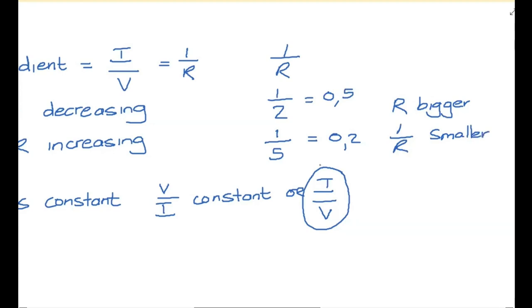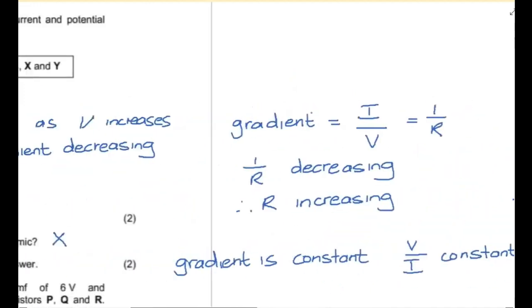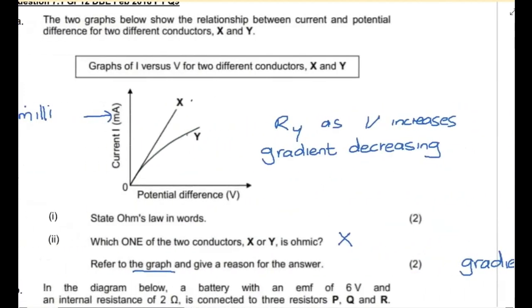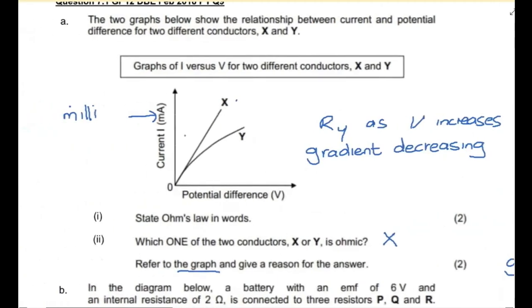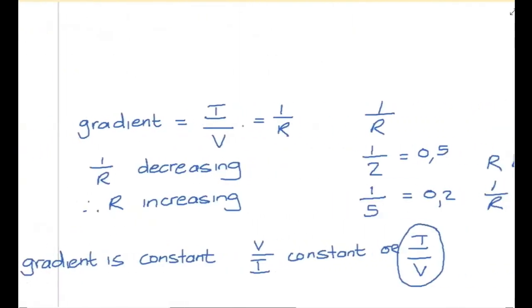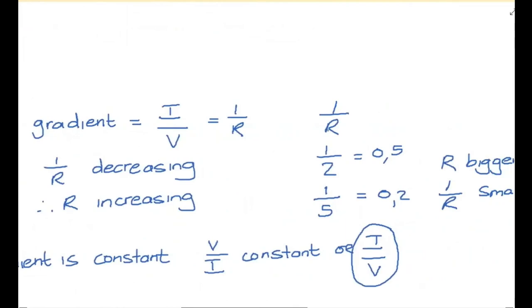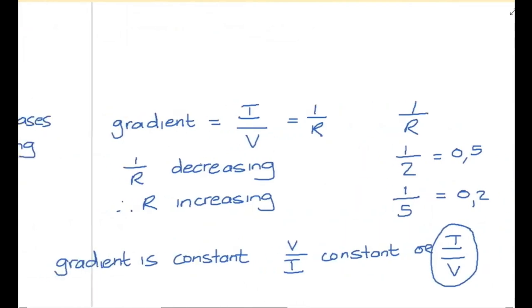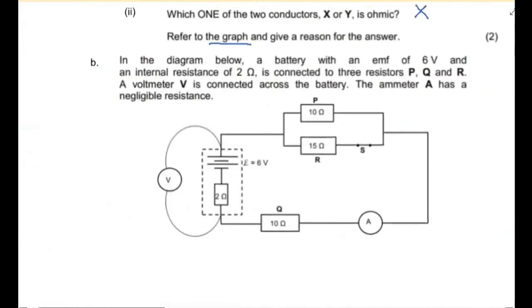Yes, so unfortunately in this one, you were spot on with the gradient, because we've been talking about gradient, so well done that you knew to look at it and that the gradient is getting less, and it is. But unfortunately, this is the one where it's I versus V, and that means the gradient is decreasing, which means 1/R is decreasing, which means in fact your resistance is increasing. So it is a nasty one.